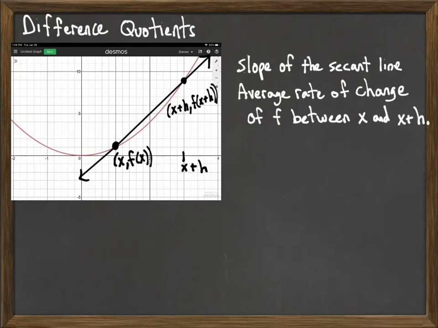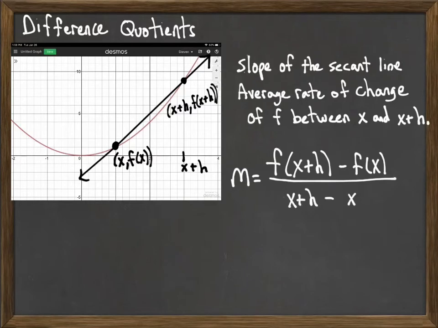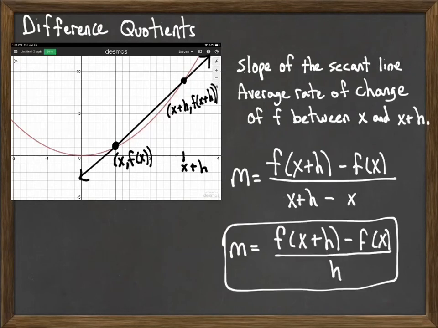Remember, the slope of any line is just the difference of the y's over the difference of the x's. So we could say difference of the y's, f of x plus h minus f of x, over the difference of the x's, x plus h minus x. And you'll notice in this example, the x's in the bottom cancel out so that we have f of x plus h minus f of x all over h. Okay, and so that's our first difference quotient.